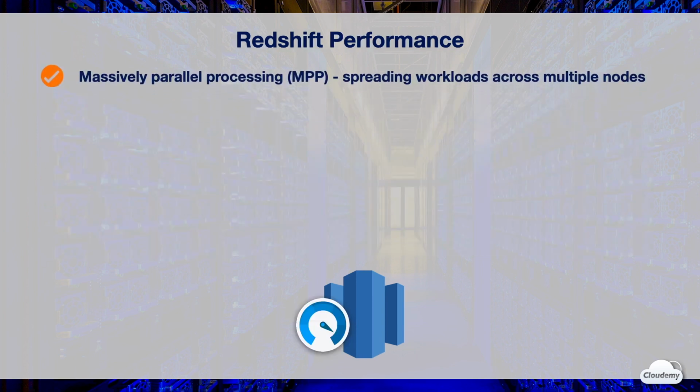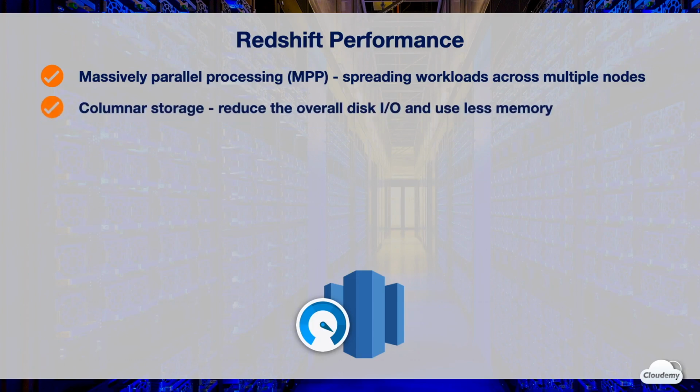Redshift takes advantage of massively parallel processing, or MPP, by spreading workloads across multiple nodes. MPP enables fast execution of the most complex queries operating on large amounts of data. Redshift uses Columnar Storage to store database tables. When records enter the system, Redshift transparently converts the data to Columnar Storage for each of the columns.